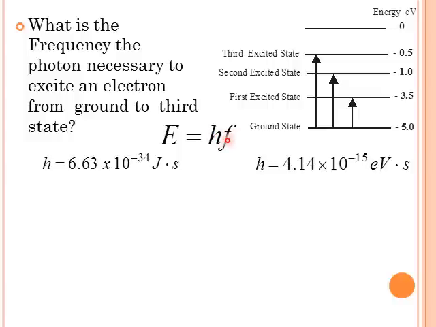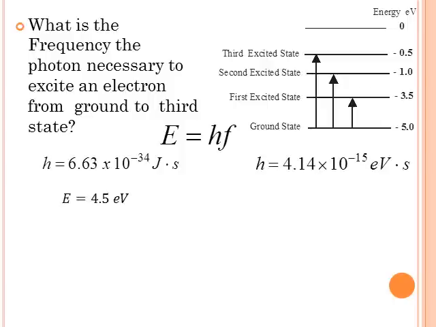However, there's a bit of a problem, right? Because if we use this constant here, this is in joules. So we've got to first convert eV into joules, then we can use this and find this frequency. If we don't want to do the conversion, we could just use this number instead, and then we're all done. So I'm just going to show you both processes real fast, right?